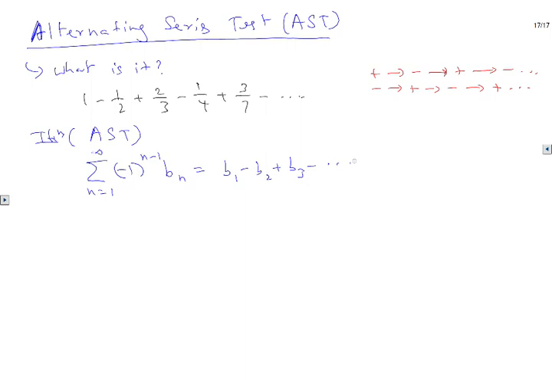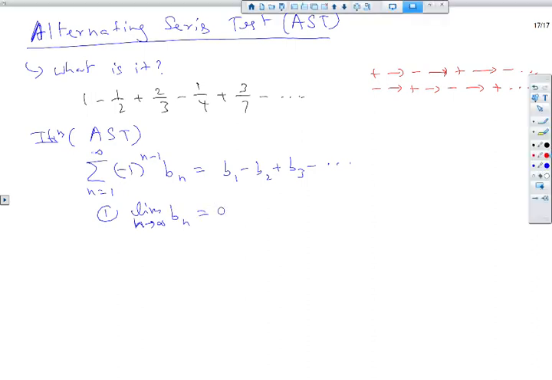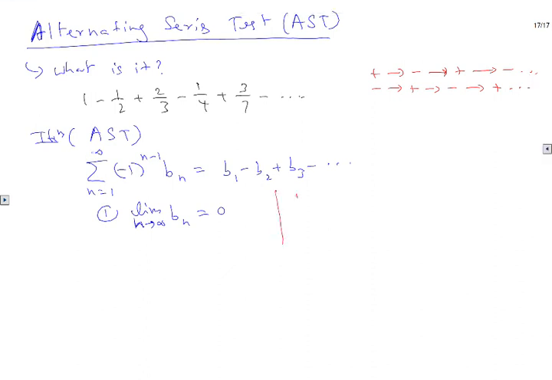We can look at two properties. The first property is the limit of b_n as n goes to infinity. It has to be 0. That's the first condition. But what if it is not? If the limit as n goes to infinity of b_n is not equal to 0, then we don't need this test. We use the nth term test. By the nth term test that we did earlier, the series diverges, and everything is over.